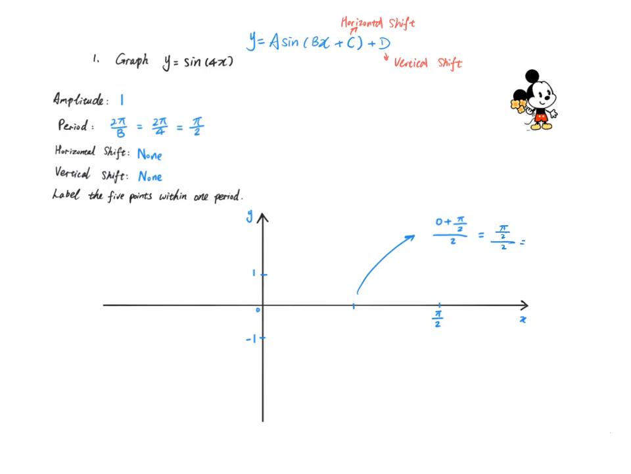For a fraction like that, you keep the numerator, change division to multiplication, and flip. So your final answer should be pi over 4. That makes sense, right? The midpoint of pi over 2 is half of it again. So you should have pi over 4.